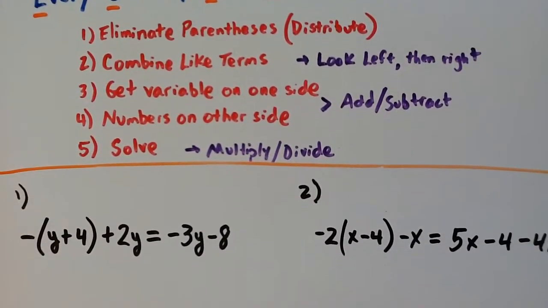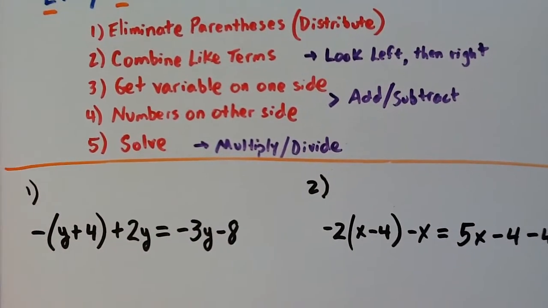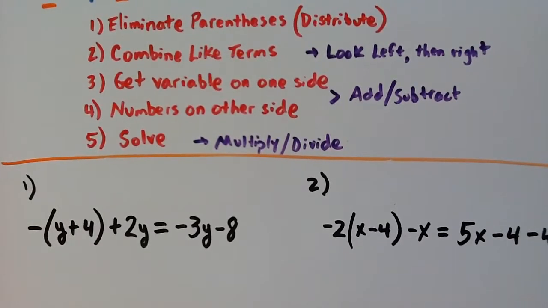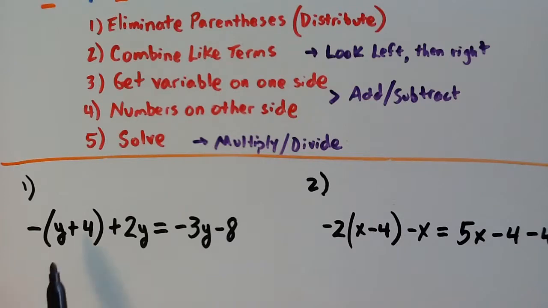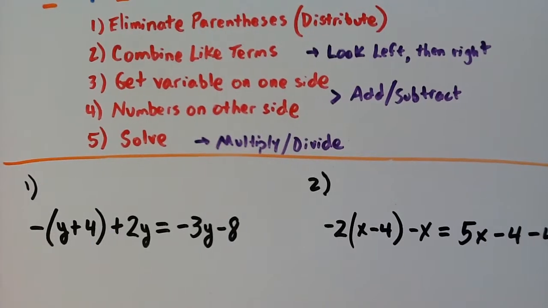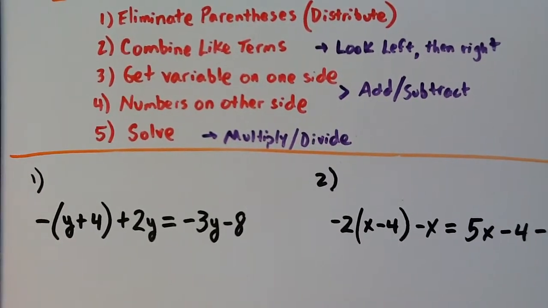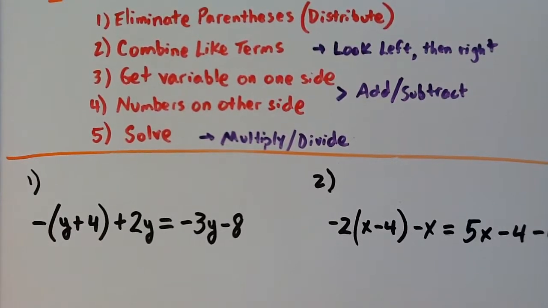Example 1. We have the opposite of y plus 4 plus 2y equals negative 3y minus 8. Now, the first thing you should look for is, are there parentheses? And there is, right? Right here we have parentheses. So the first thing we should do is eliminate those parentheses. And the way that we eliminate the parentheses is by using the distributive property.